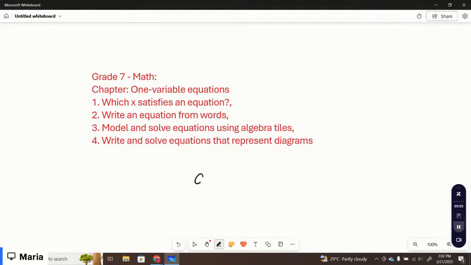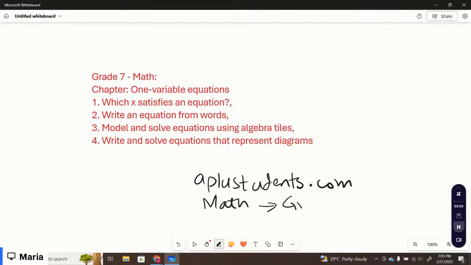You can find all the lessons on aplusstudents.com. You have to log in there using your email address and password as provided by the administrator. Then you have to select math from the subject tab. Scroll down to grade 7 math and then click on view all lessons.